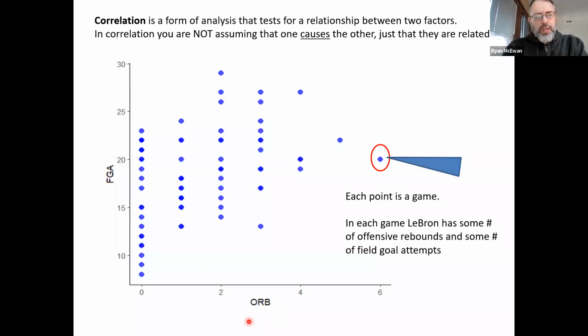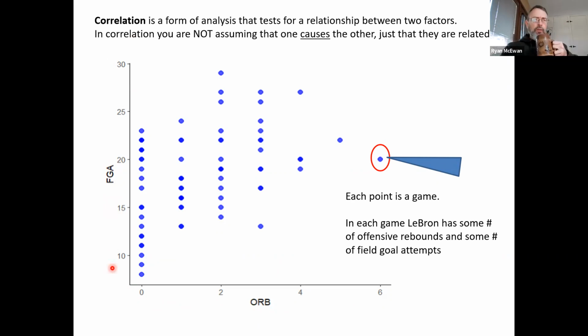So here's LeBron James data again. This has been a great data set to use all semester. In this case, on the x-axis, I have offensive rebounds. On the y-axis, field goal attempts. And each of these points would be one of the games. And so this is a different way of looking at this data set. As one variable is changing, is something happening to the other variable?